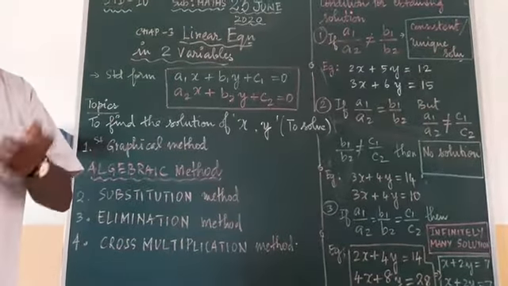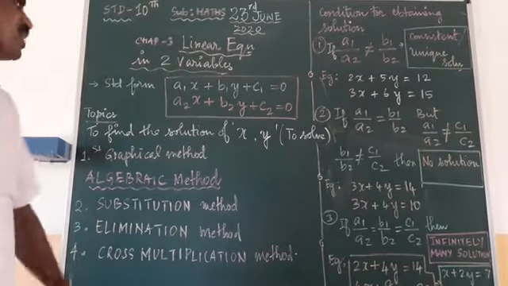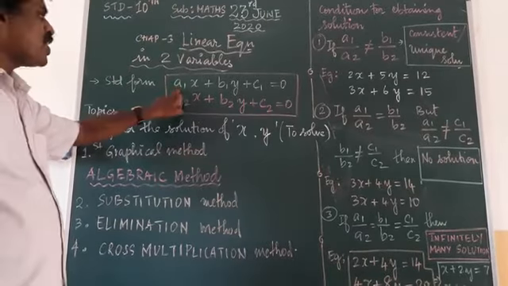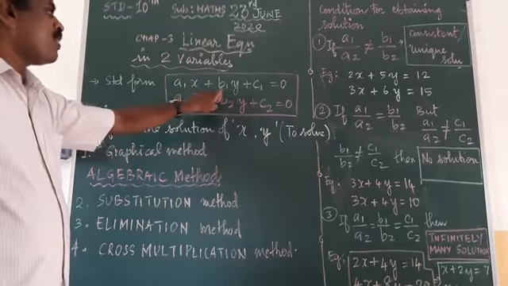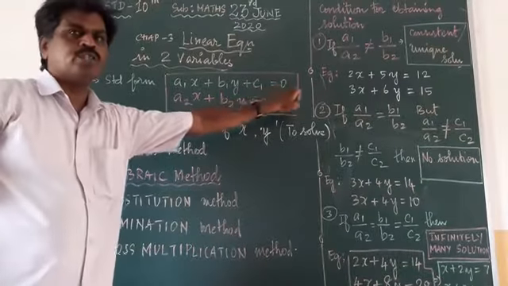How do you write the x and y variables in standard form? Equation in two variables. This is the standard form of writing an equation in two variables: coefficient into x, coefficient into y, constant coefficient, equated to 0.